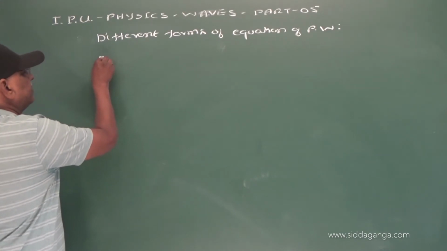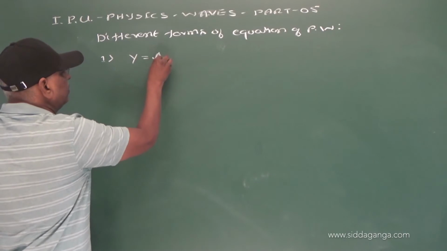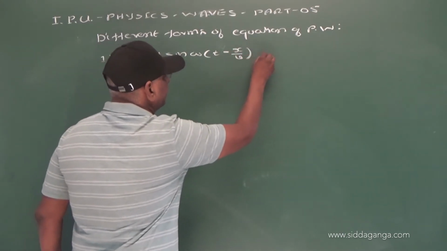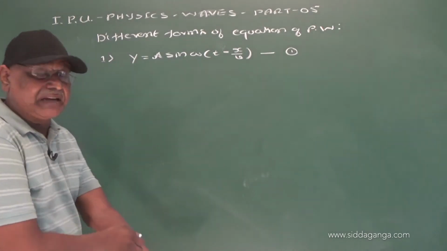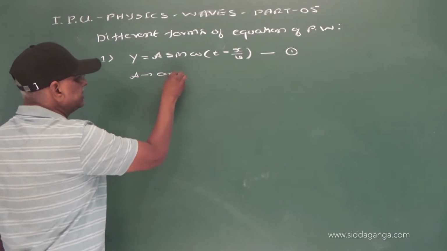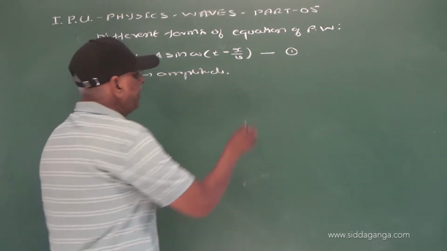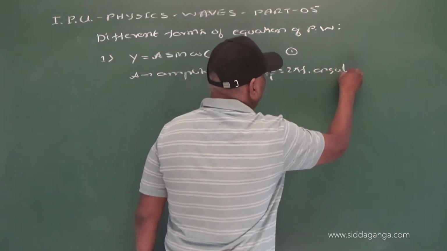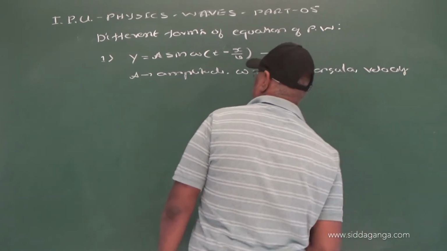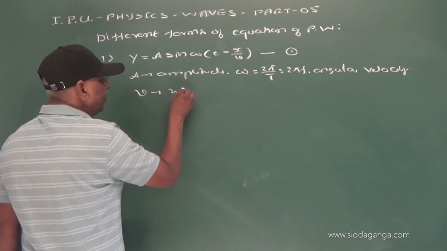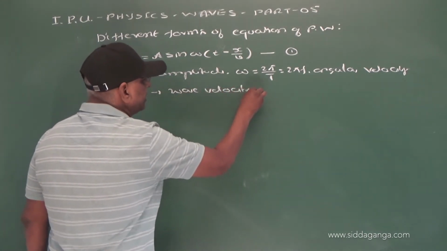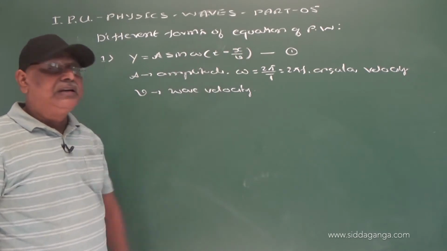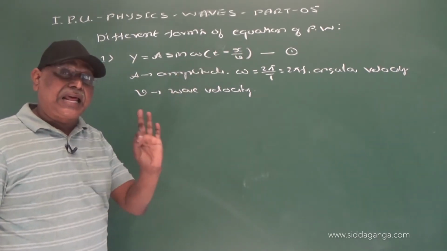Now, the first form we have is this equation y = a sin ω(t − x/v). This is the original form of the equation, where we know that a is amplitude, ω = 2π/T = 2πf is angular velocity, v is wave velocity or velocity of the wave, x is the distance of the particle from the origin, and t is the time interval.